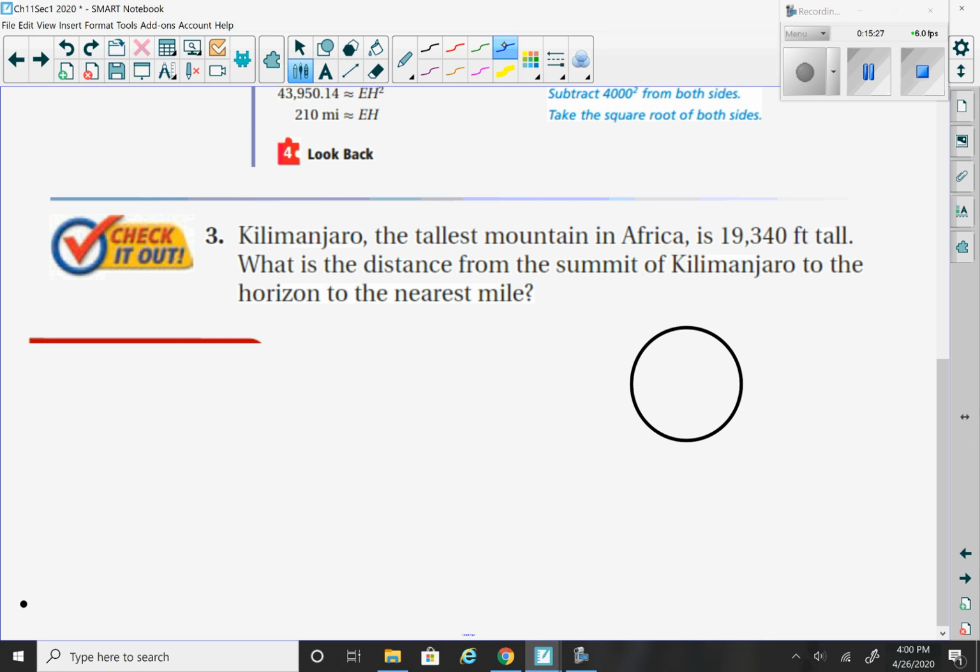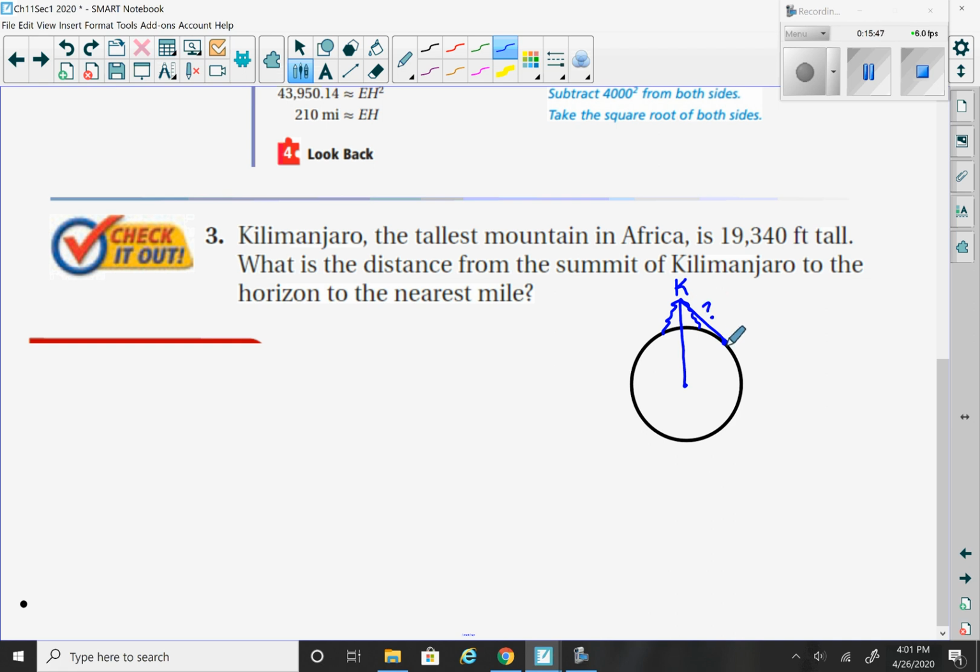And we have this mountain, Mount Kilimanjaro. It's up here. I'm going to put K for Kilimanjaro, right? This is my mountain. And somewhere we have the center of Earth, right? And we want to know what's the distance from Kilimanjaro to this point on the horizon. This point out here, this distance is what we're trying to solve for.